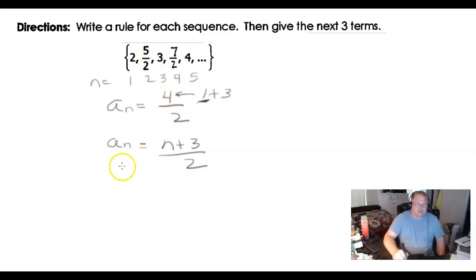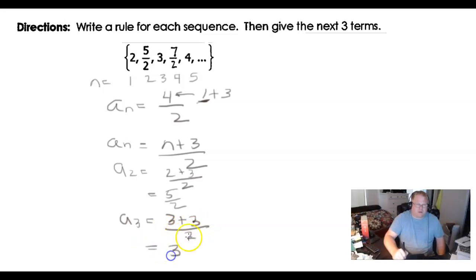So let's do it. So let's do a2 is equal to 2 plus 3 divided by 2. 5 halves. Looks like it's working. a3, real quick. So a3 is 3 plus 3 divided by 2, which is 3. That's what I got. So that works. So now I just have to do a6, a7, and a8, right? Because I still have 5 terms.